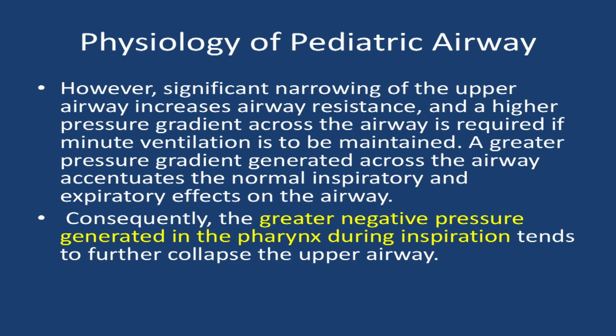Consequently, the greater the negative pressure generated in the pharynx during inspiration, the further the collapse of the upper airway tends to be. Remember that scientific evidence has shown that it's unlikely to be the tongue dropping back into the pharynx, but rather the negative pressure on the soft tissue in the unsupported areas of the airway that results in the obstruction.